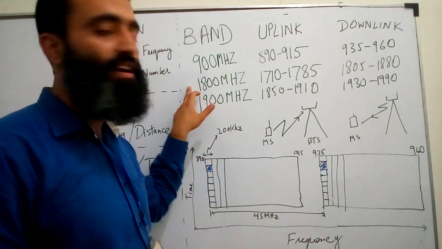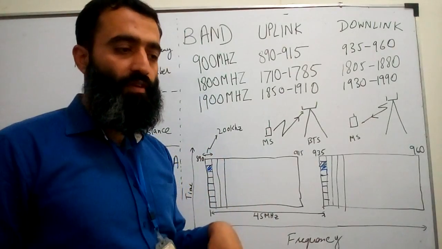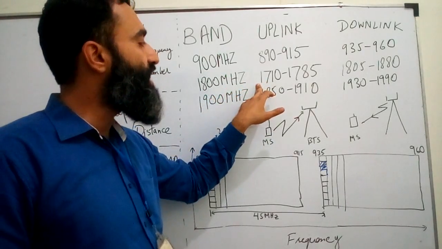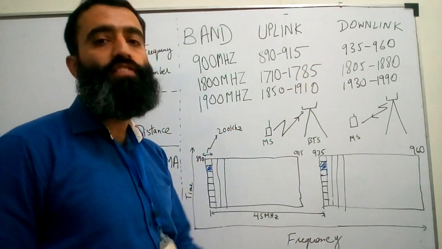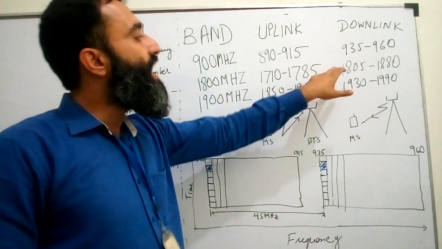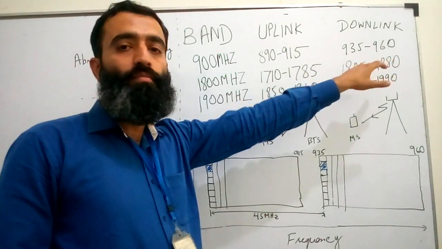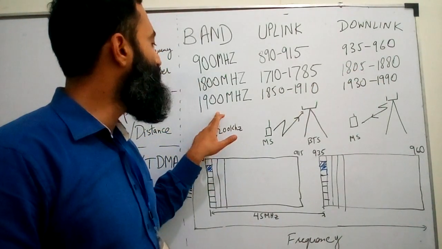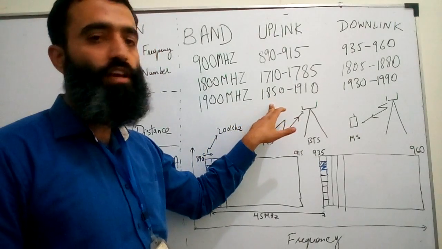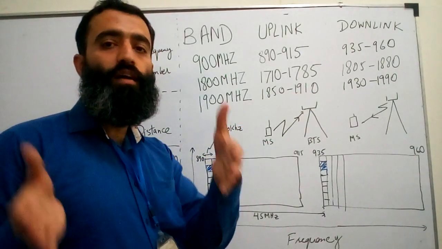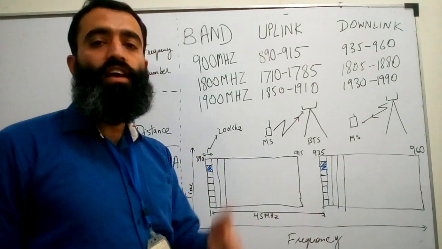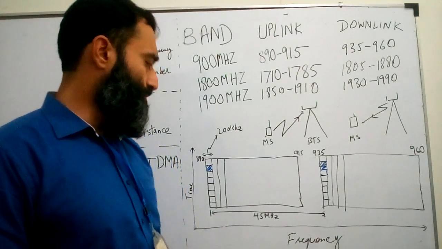Similarly, in the 1800 MHz band you have 1710 to 1785 MHz as the uplink frequency band, and 1805 to 1880 MHz as the downlink frequency band. And similarly, in the 1900 MHz band, we have 1850 to 1910 MHz as the uplink frequency band, and 1930 to 1990 MHz as the downlink frequency band.